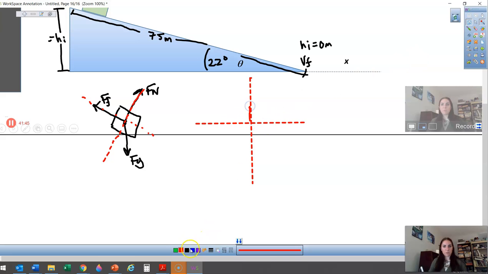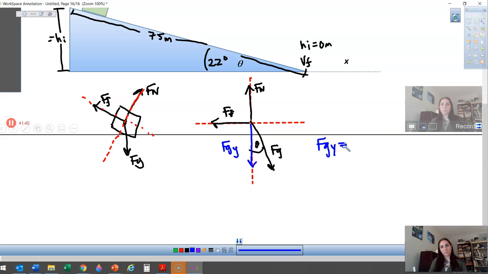So I have force normal, which is directly up. So that's drawn right here. I have my gravitation this way. The angle here is the same as the angle of the incline, and I have force friction this way. So what I find here is this component of the force of gravity, Fgy, has to equal the force normal, because there's no vertical motion.